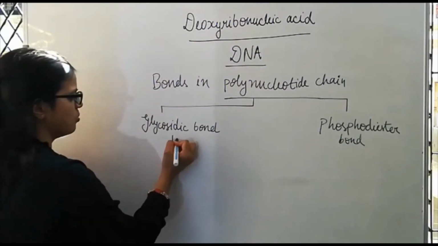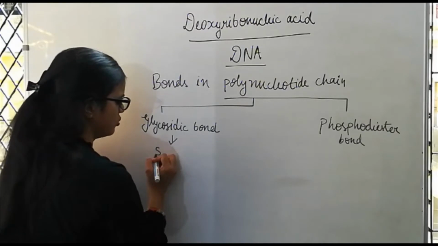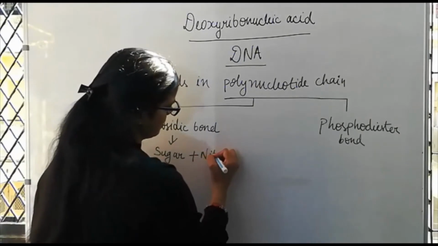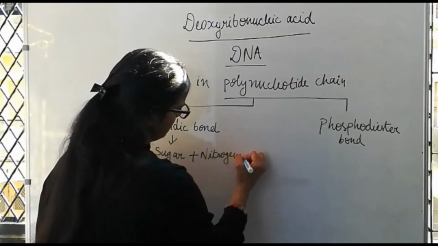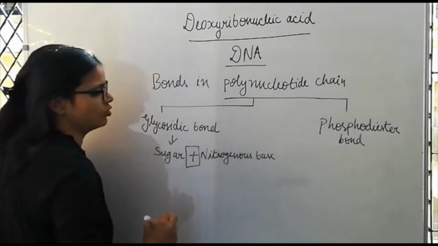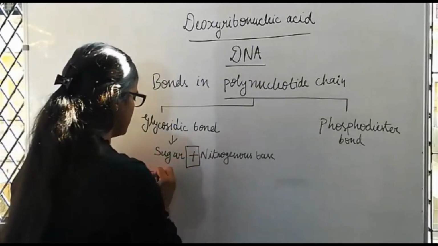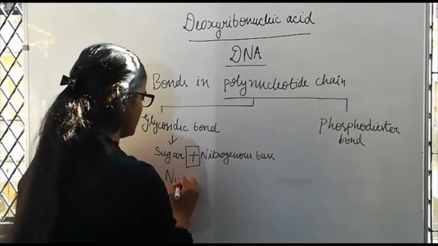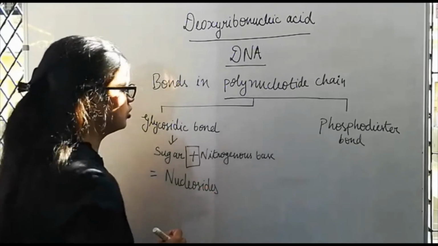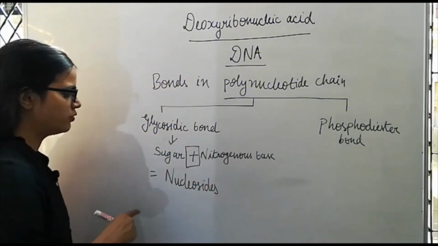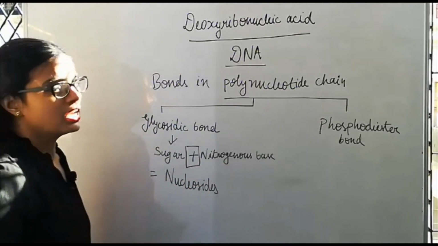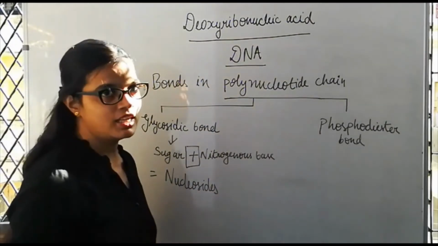Glycosidic bond is the bond between sugar and nitrogenous base. So, this bond is glycosidic bond, and sugar and nitrogenous base form nucleosides. So, glycosidic bond is found between sugar and nitrogenous base and it forms nucleosides. Let's discuss types of nucleosides in DNA.